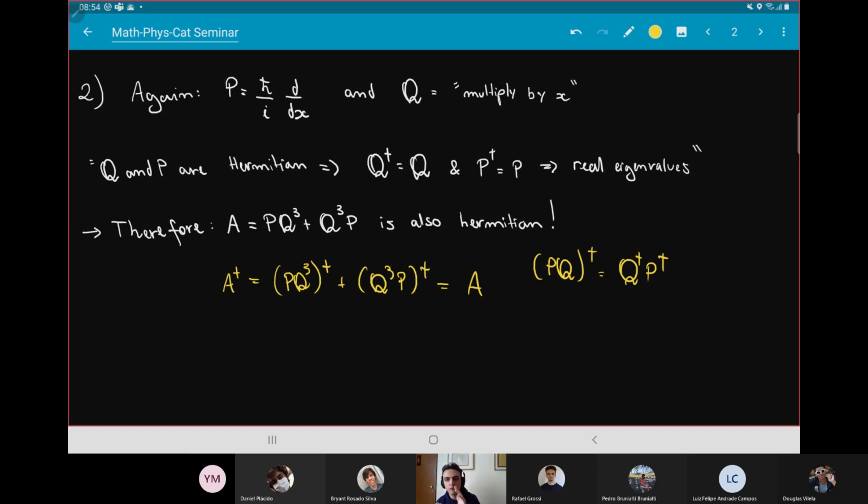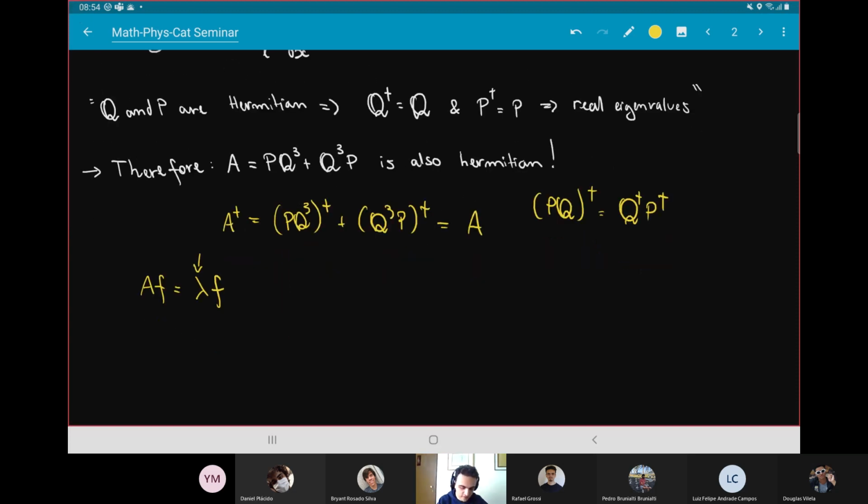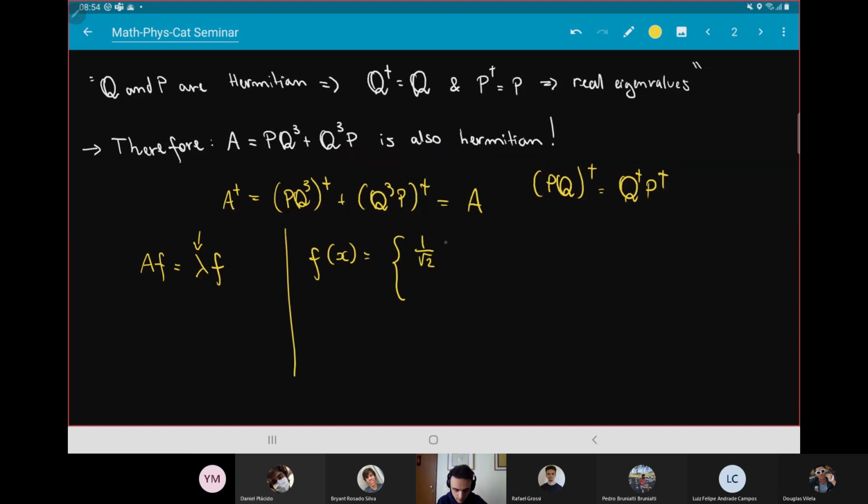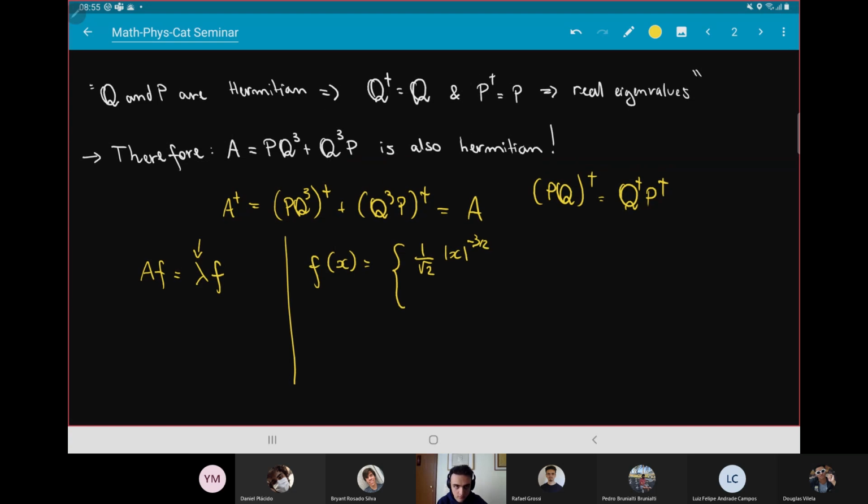So what this means is that if we write down the eigenvalue equation for some function f that lives in the same space as the operator, the eigenvalues that you get must be real. However, if we take, for instance, a function f of x, a piecewise function of the following form: x to the minus 3/2 times exponential of minus 1 over 4x squared for x different from 0, and 0 if x is equal to 0.